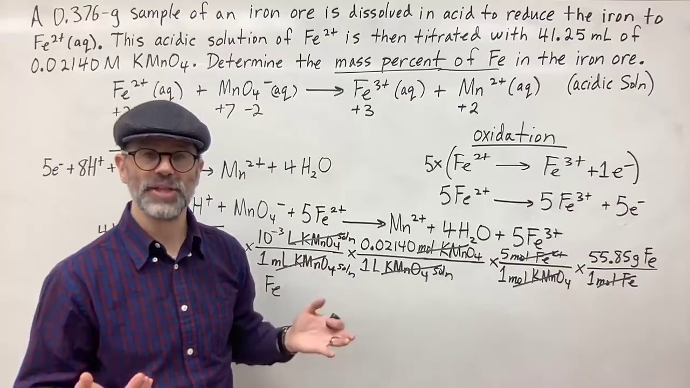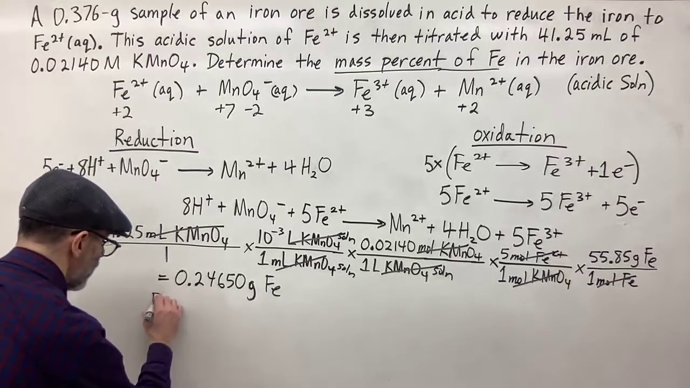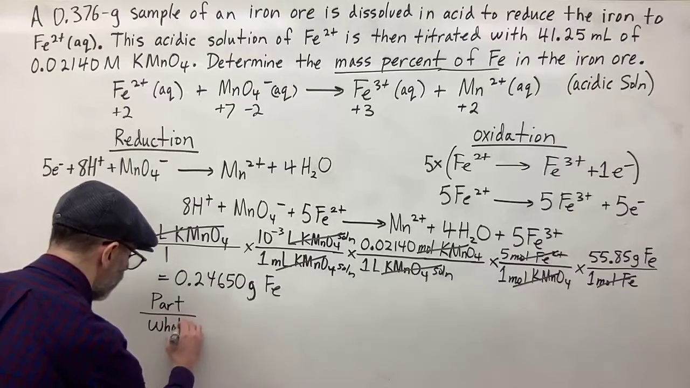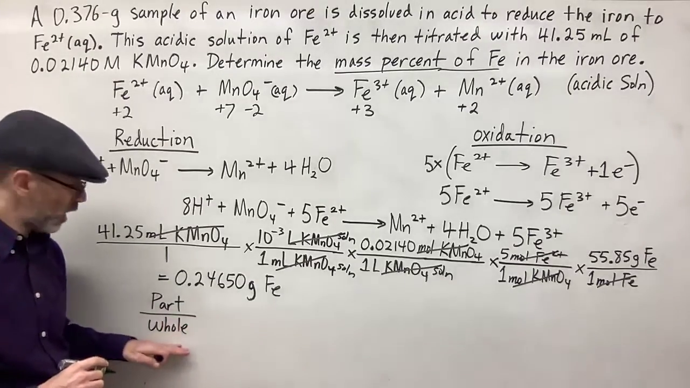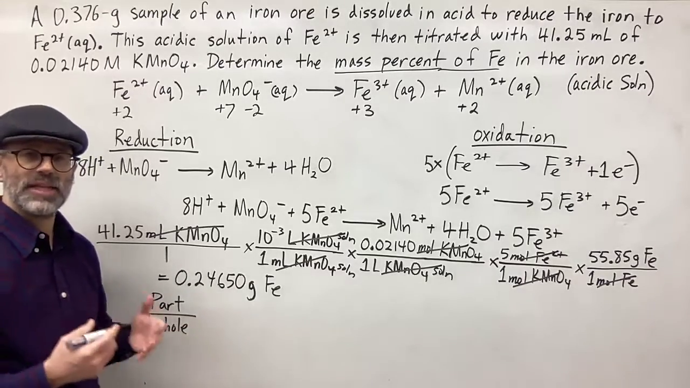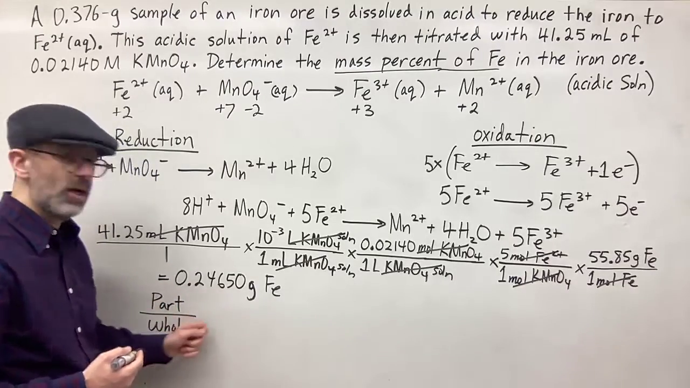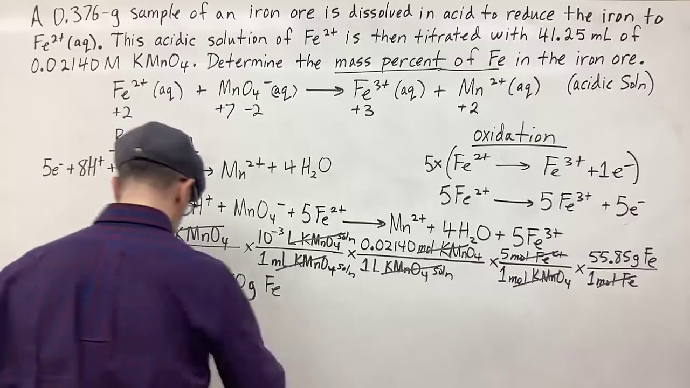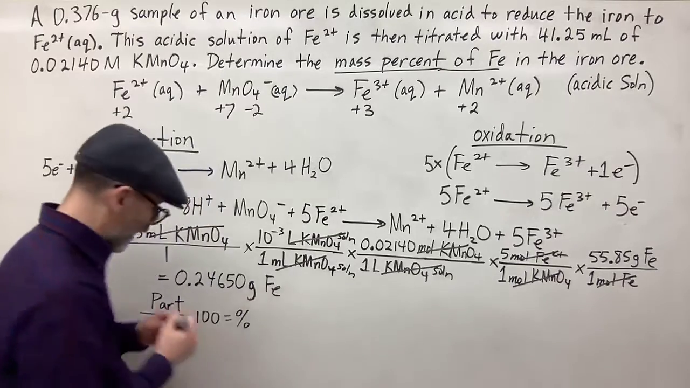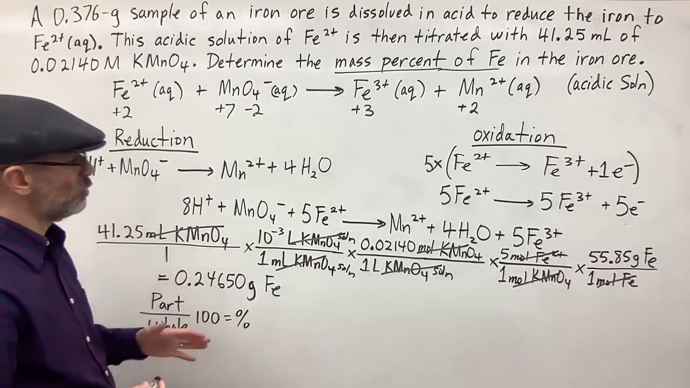Well, how do you find a percent? So let's remind ourselves that to find a percent, you take a part, divide it by a whole, and that gives us a relative amount, a fraction. Well, how do you turn that into a percent? Percent means out of 100. You take the fraction and multiply it by 100, and then you get the percent. Now, it's called mass percent because the part and the whole are masses, so we're going to use grams.